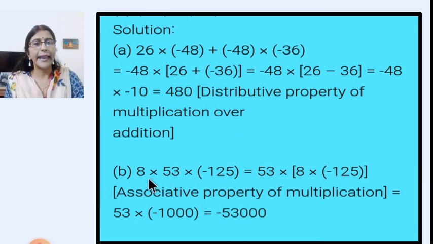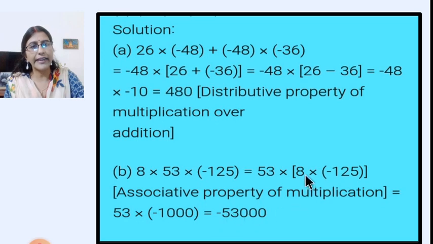Now next question is 8 into 53 into minus 125. Now this we will rearrange. Before solving, first we'll write 53 multiplied by, in bracket 8 multiplied by minus 125, you will put in bracket and then bracket close. And this is based on associative property of multiplication. All these properties we have learned. So now when you multiply these two, first always we have to do the working of the bracket. So when you work out this 125 into 8, you will get 1000. And here this is negative, so we'll give negative sign. And then 53 multiplied by 1000 is 53,000. And this is negative, so minus sign will come.